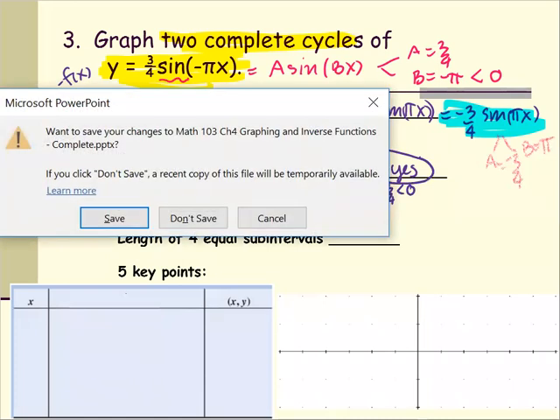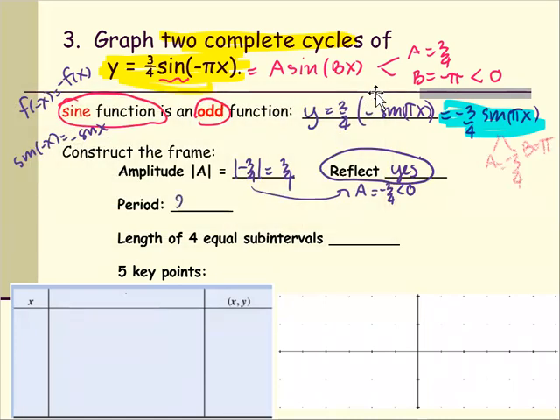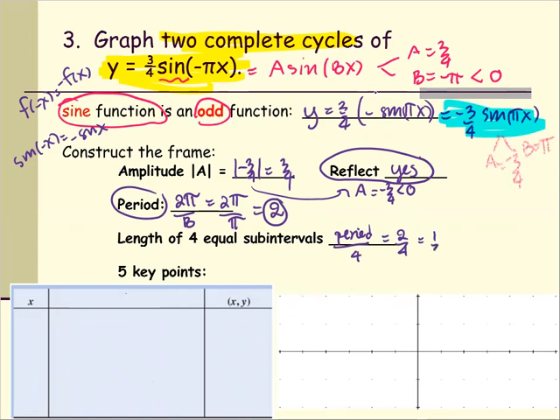The period is computed by using the formula 2 pi divided by b. The b value is pi for our new form. That means the period equals 2. After we get the period equals 2, we're going to find the width of the equal subintervals, and we break it into 4 equal subintervals in one period. Use the period divided by 4. The period is 2 divided by 4. That means the increment is 1/2.